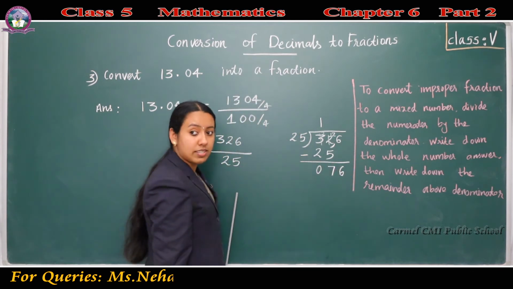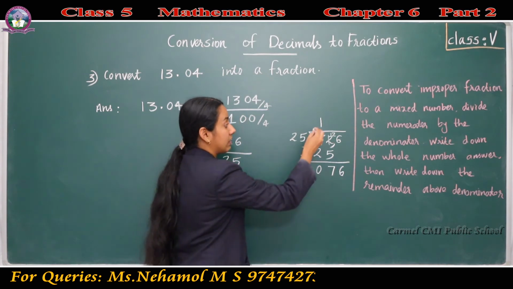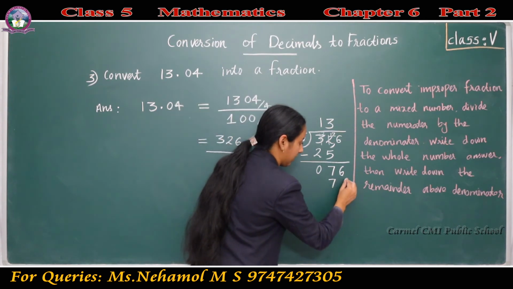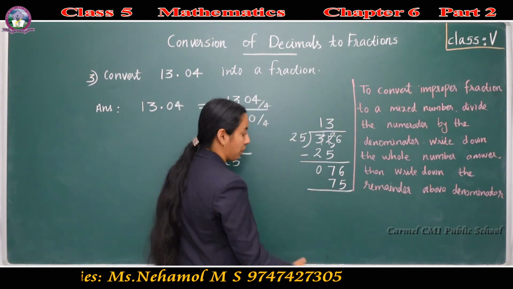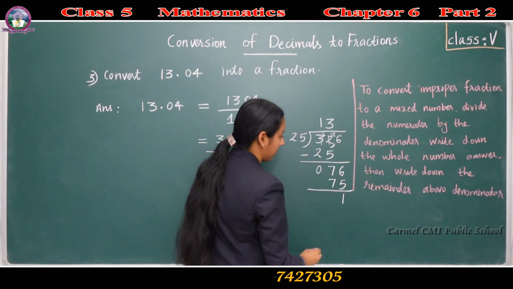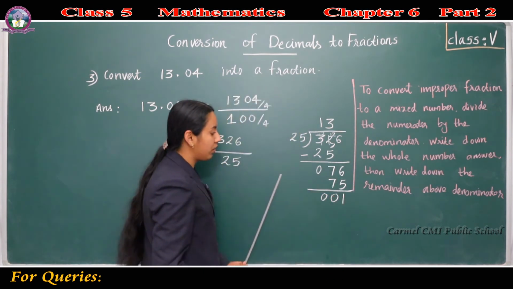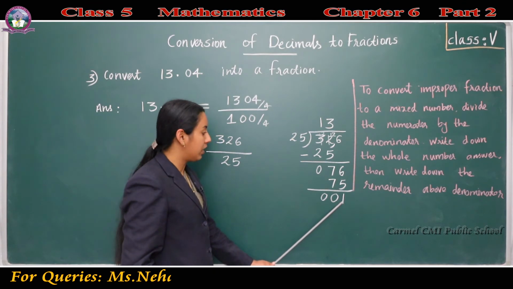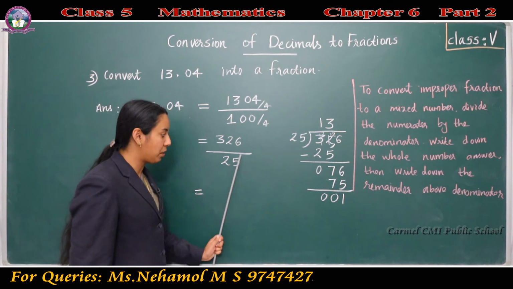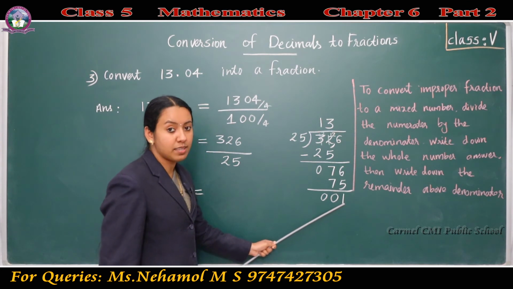Now we got 76. How many 25s are there in 76? 3 times 25 is 75. So 6 minus 5 is 1, and 7 minus 7 is 0. We got 1 as the remainder. So for 326 by 25, the quotient is 13 and the remainder is 1.